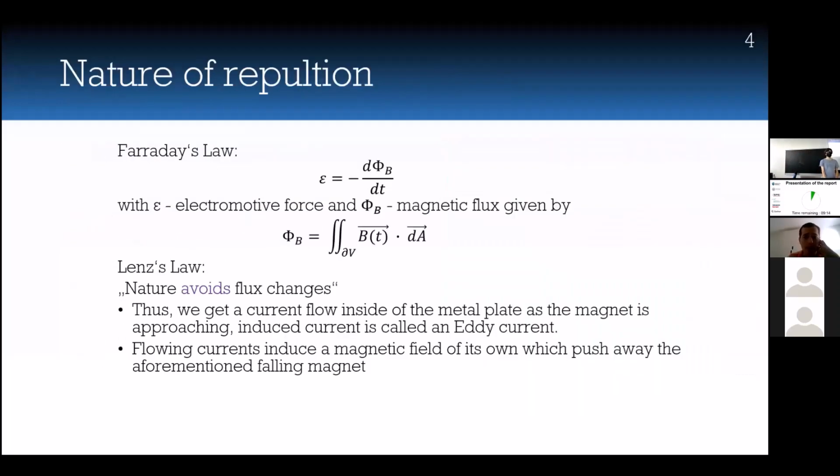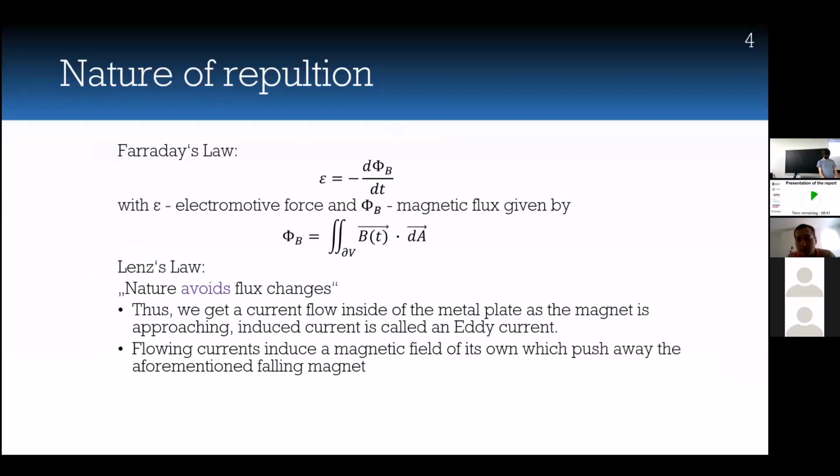All right, so to start, I want to talk about the nature of repulsion. So first of all, it's Faraday's law, which is stated as such, as you can see on the screen, where epsilon stands for the electromotive force, and phi B is a magnetic flux that is given by the integral over the area. And the next point is Lenz's law, which simplified states that nature avoids flux changes. And from this, we can draw the following conclusions.